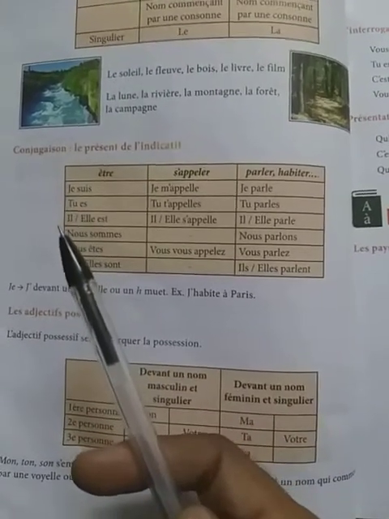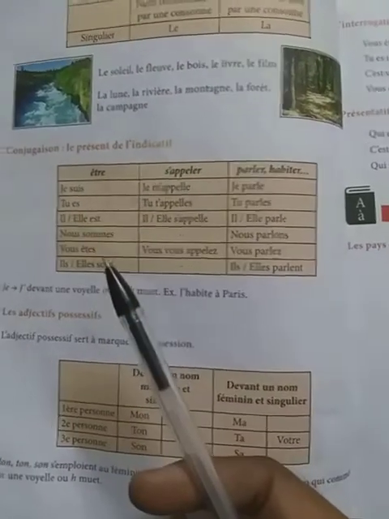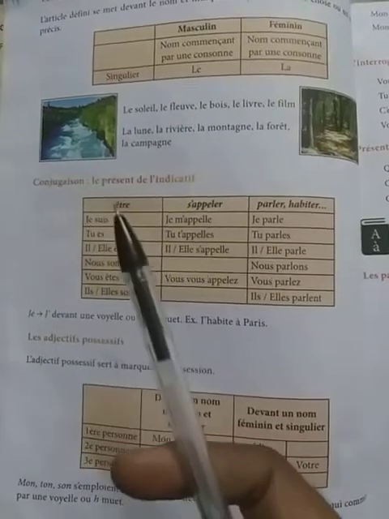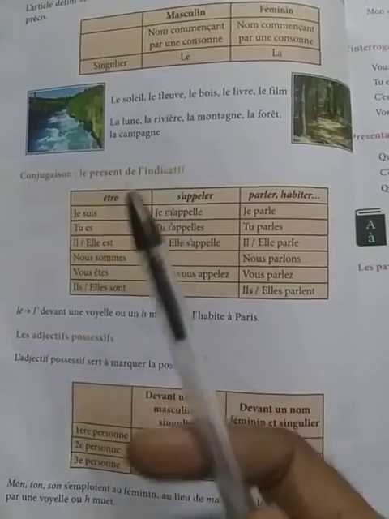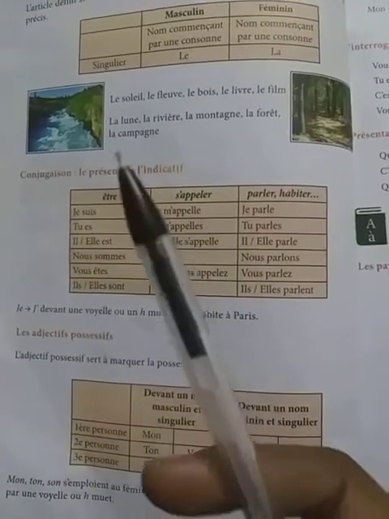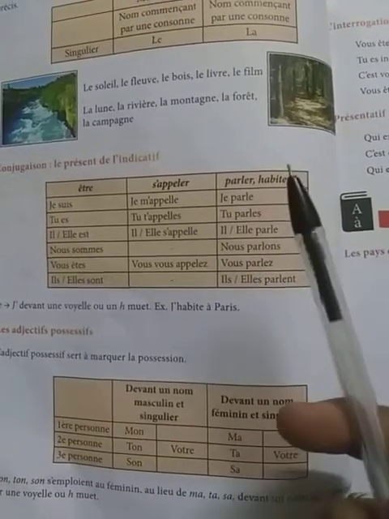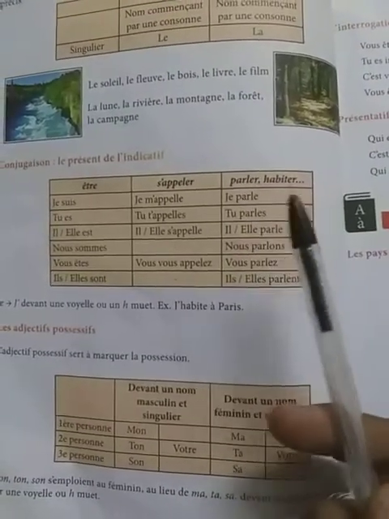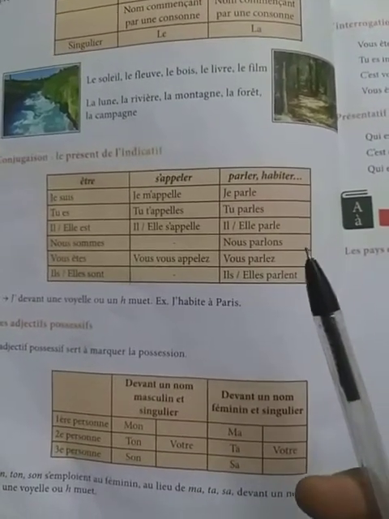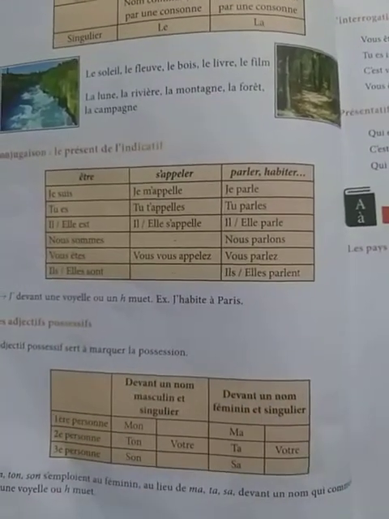Six different subjects are there, so for one verb you have six forms. Those six forms are called the conjugation of that particular verb in a particular tense. Here, conjugation of être verb in present tense, conjugation of appeler verb in present tense, conjugation of parler verb in present tense. The habitual verb is not given, but here both verbs use the same method to do the conjugation. I'll explain in the verb topic. This is the verbs.